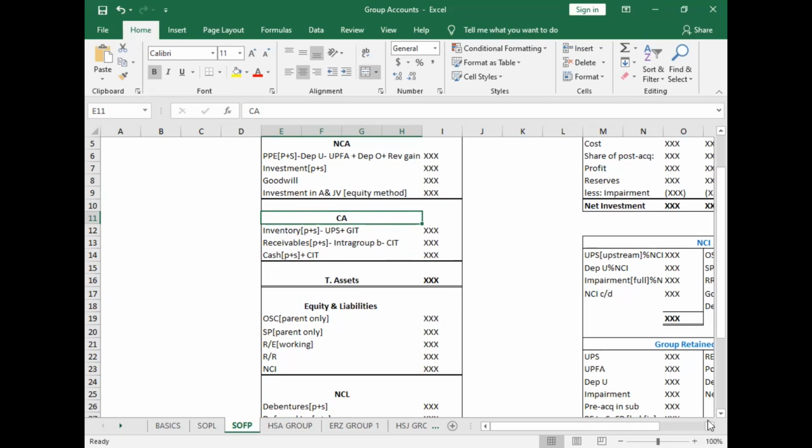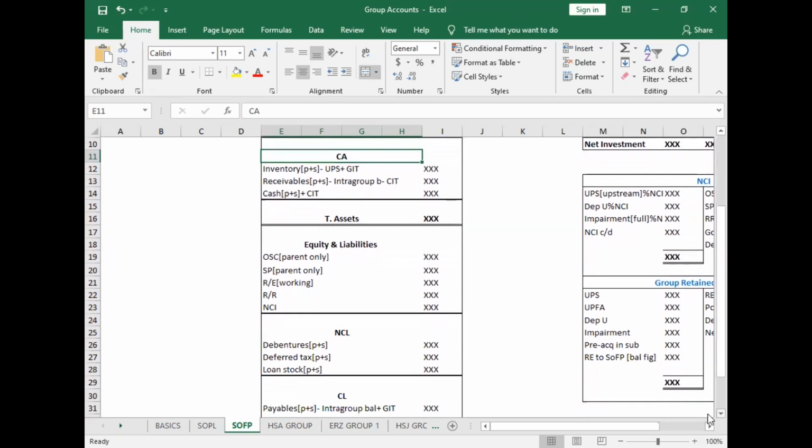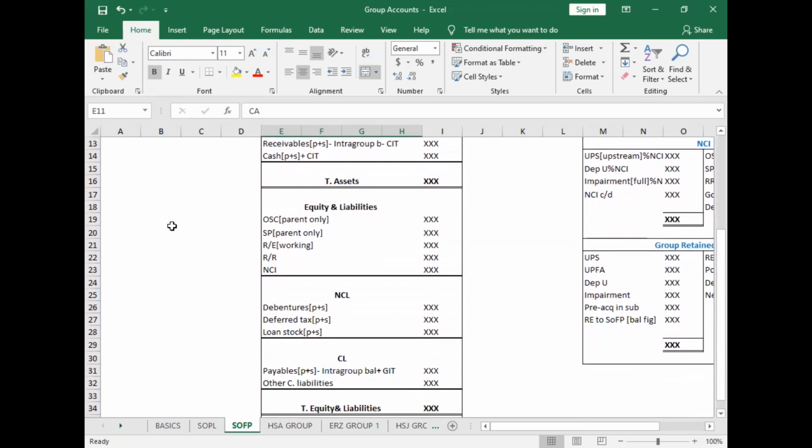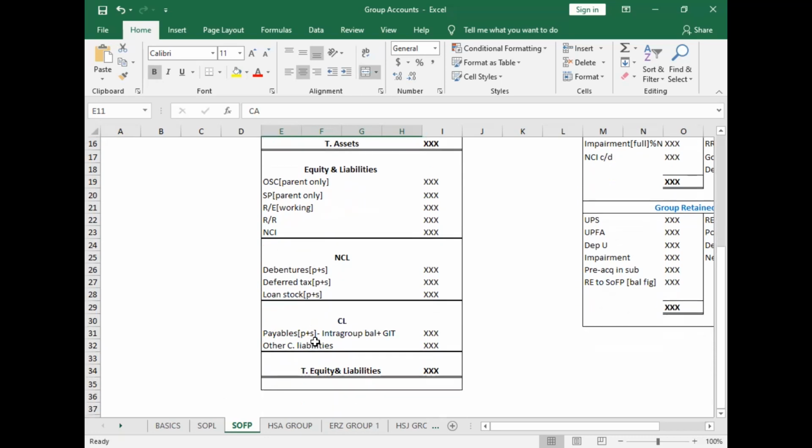Then for the share capital, we'll present only the parent, also the share premium. Retained earnings will be a calculation. Revaluation reserve can be a calculation, but mostly it doesn't appear. Then you have NCI as a calculation, isn't it? The others: on loan stock, you also remove intergroup loans, isn't it? Then payables, you will remove intergroup balances and add goods in transit, isn't it?